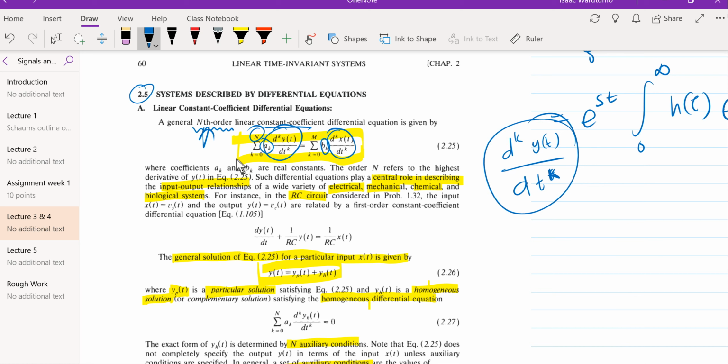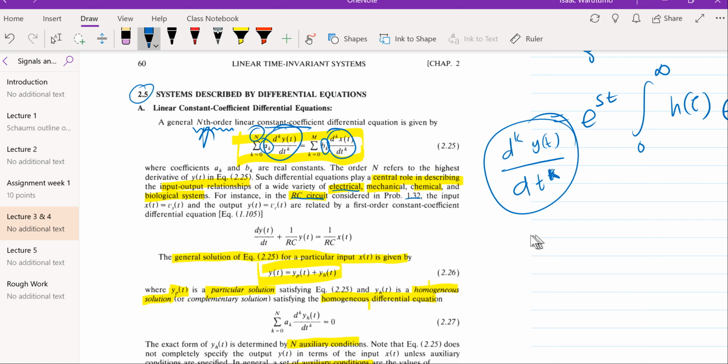We are saying that the ak and bk are real constants, and n refers to the highest derivative of y(t). Such differential equations play a central role in describing the input-output relationships of a wide variety of electrical, mechanical, and chemical, and even biological systems. So for us, we're going to be dealing with electrical systems, and we are going to have an example of an RC circuit, which is considered in problem 1.32 that is going to be found later.